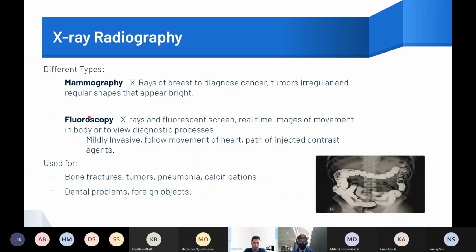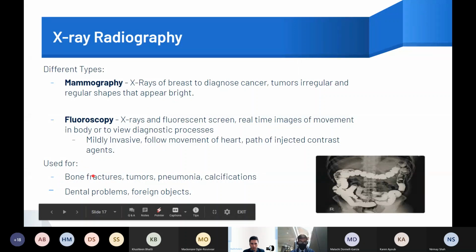Fluoroscopy can also be used, and that's an image shown here. So these are real-time images of movement in the body to view diagnostic processes. So essentially you make a certain part of the body or a certain moving part of the body to fluoresce or to appear brighter, and you see how it moves or how it reacts within the body. It is mildly invasive. You might have to inject something like this contrast agent into the body. For example, you might want to follow the movement of the heart. So you might inject some sort of contrast agent and see where the blood flows. And you can do that through this type of fluoroscopy X-ray.